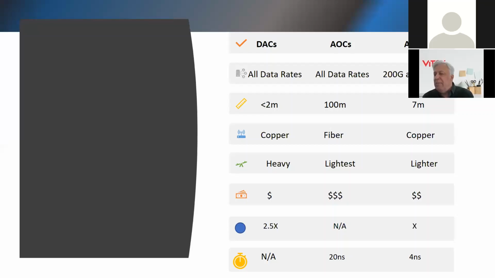In terms of diameter, we talked about this a little bit earlier. For the DACs at 400 gig, you're talking about 28 AWG. That's going to be 2.5 times the diameter of the AEC, so 2.5x, the AEC being 32 AWG, equaling X, and the AOC being so small, I just wrote non-applicable. I think all of you have seen what fiber optic cabling looks like, and it's very bendable. It's got very good bending radiuses, and you're not going to have a problem populating the back of your racks or your servers.